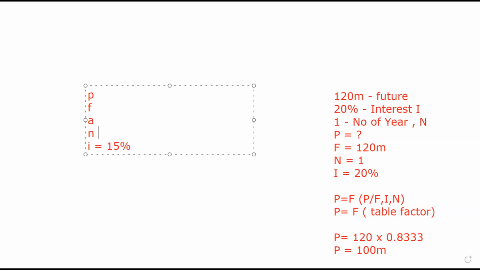N is what? 6 years. We need to be interactive. It's a mathematics class now. N is 6. Amongst A, F, and P, which one is given? And which one are we looking for?